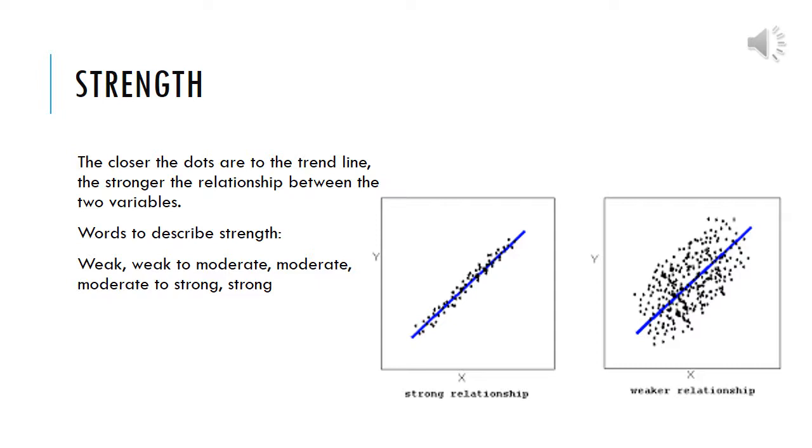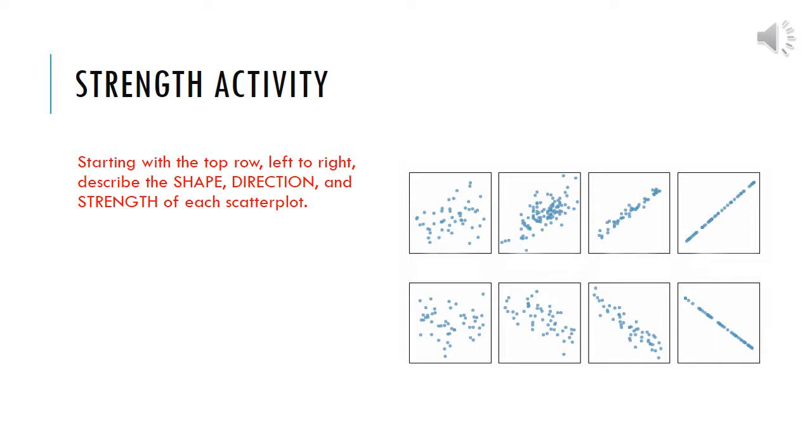Why do we care about strength? The stronger the relationship between the variables, the more accurately any prediction made using those variables will be. We can predict a response value for any value of the explanatory variable using a scatter plot. The accuracy of this prediction depends on the strength of the relationship between the variables. Here's a few different graphs with different scatter plot patterns in them. See if you can work out the shape, direction and strength of each of these graphs. Write them all down and the answers will be on the next slide for you to check.